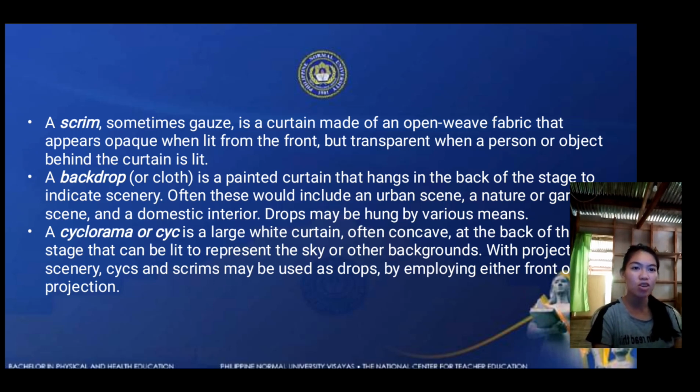Next is the cyclorama, or the cyc, a large white curtain, often concave, at the back of the stage, that can be lit to represent the sky or other backgrounds with projected scenery. Cycs and scrims may be used as drops by employing either front or rear projection. So it is a slightly light white curtain.